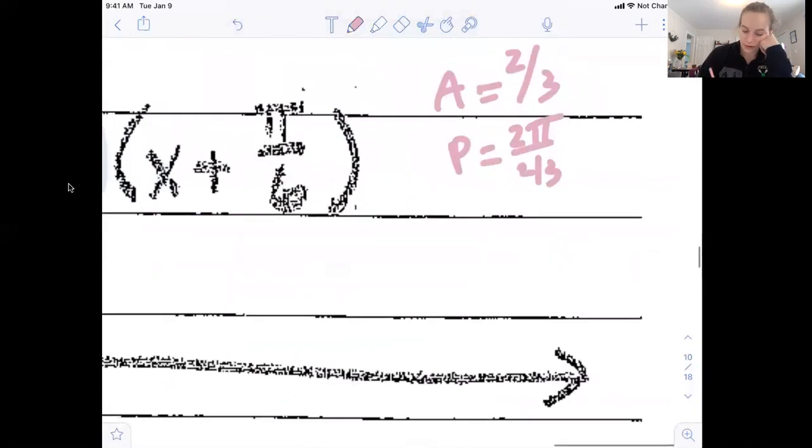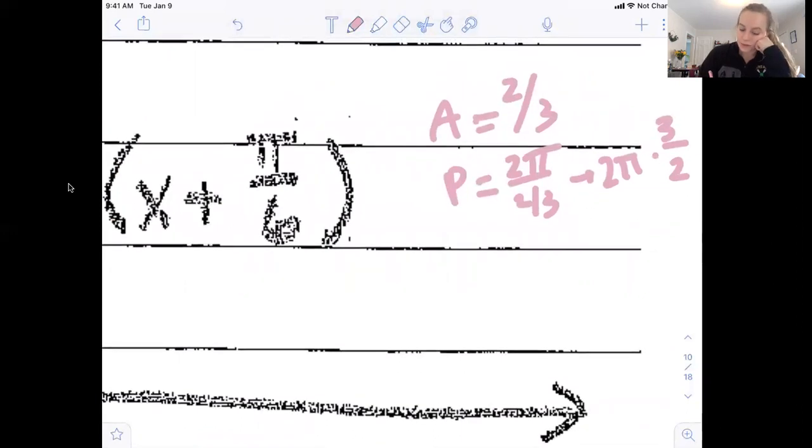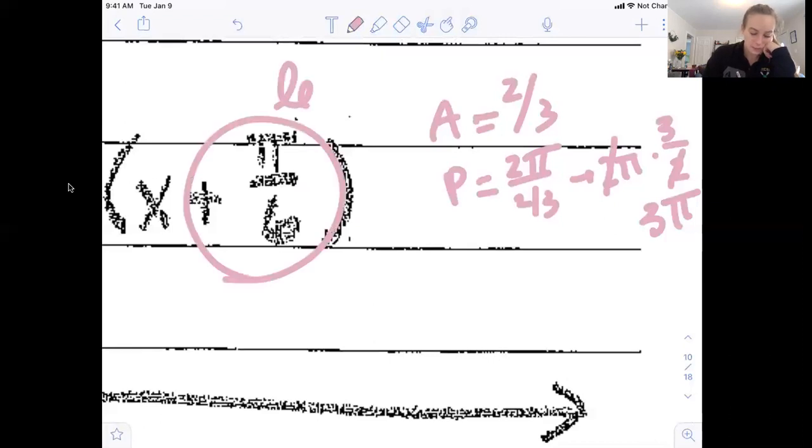Ooh, we already struggle with fractions. What's that gonna be? 2π/3/2. The twos cancel, so I'm left with 3π. That's fine. A little ugly, but we can do that. And then this plus π/6 means that I'm moving left π/6. So my new origin is going to be -π/6, 0.